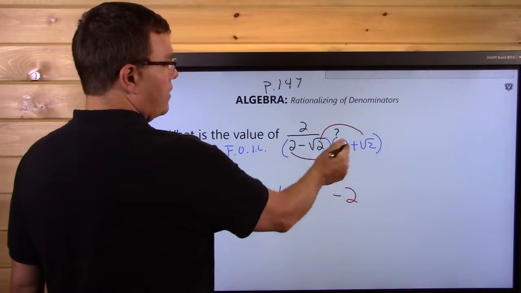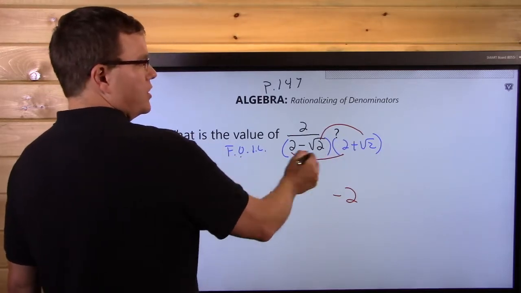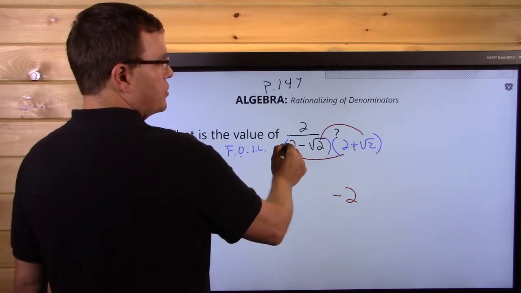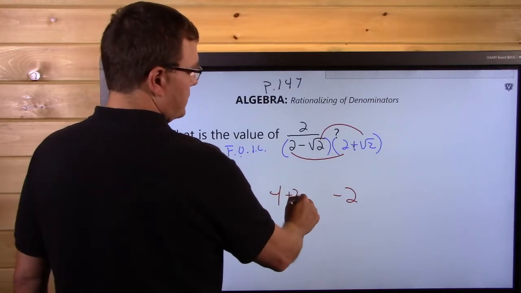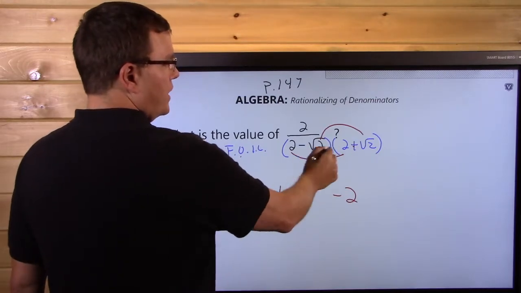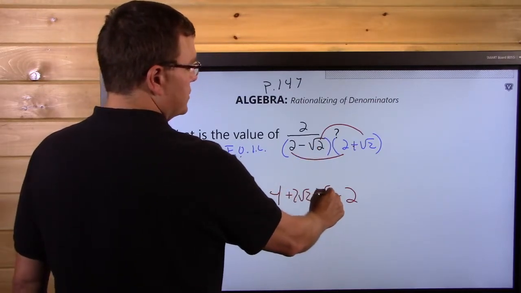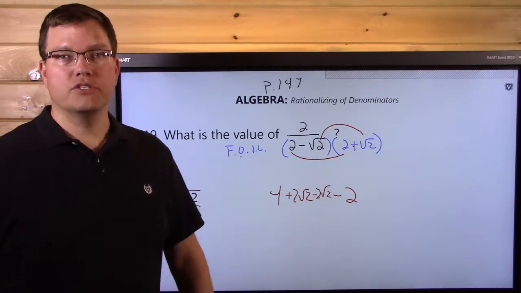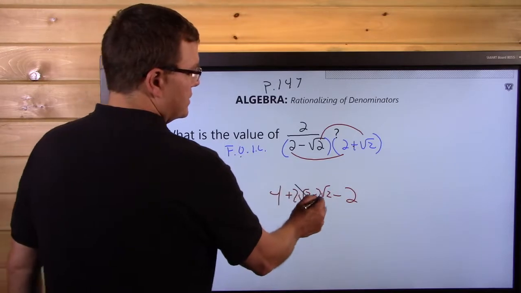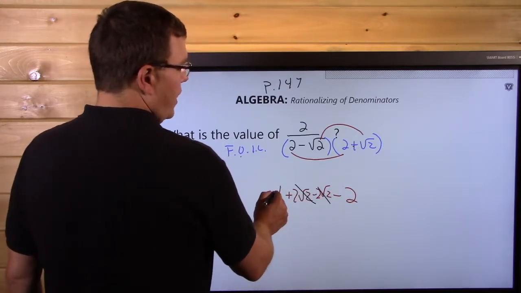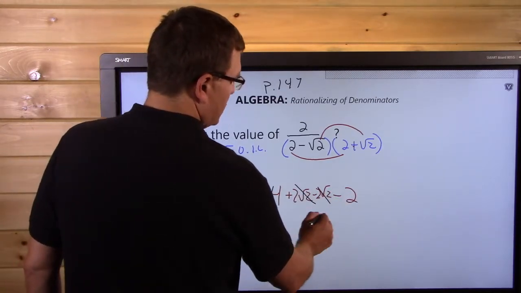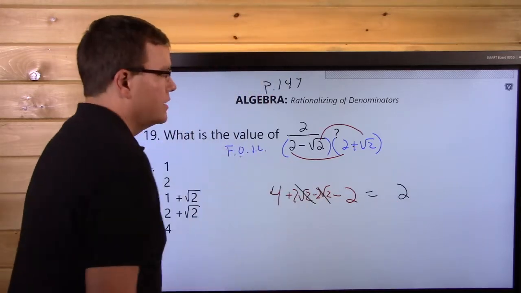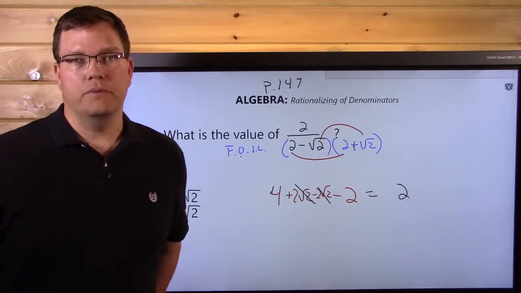So outside first, you're going to go plus 2 root 2. And then you're going to go inside minus 2 root 2. Those cancel out. Plus 2 root 2 minus 2 root 2, that cancels out. That just goes to 0, right? And then you have 4 minus 2, and you're just going to end up with 2. So your denominator just becomes 2.